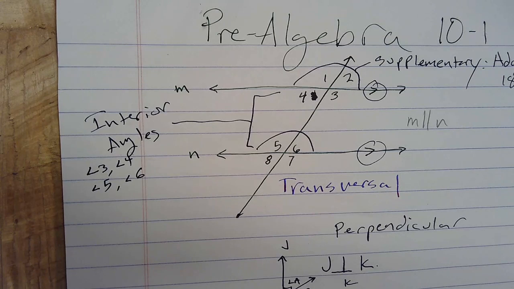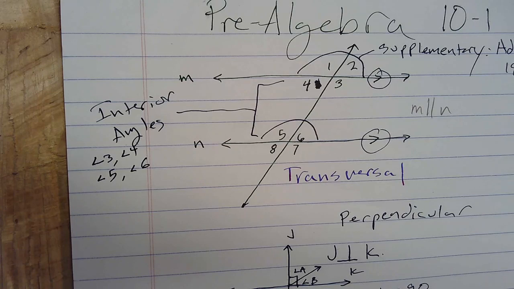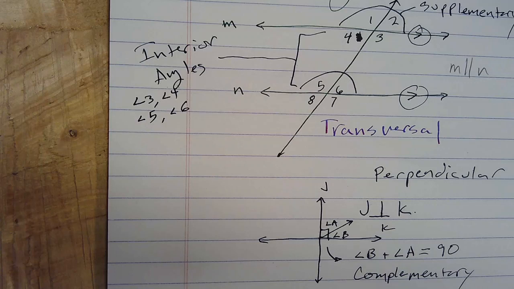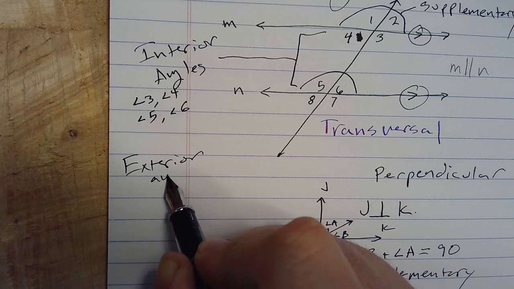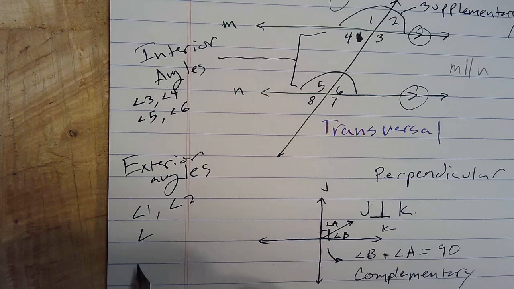And you can see this on page number, what number is this in your textbook? 492, page 492 in your textbook. So as I look at this, the exterior angles are angle number 1, angle number 2, angle number 7, and angle number 8. You're saying, how do I remember that? How will I ever remember that?